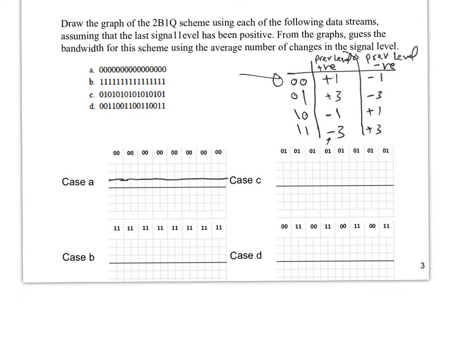For the case B, for all ones, we have a minus three. Which means that we are somewhere here. Since we have this level negative, we'll go to this column for the next bit pattern. So for 1 1, we have to take it from this column now, because this level is negative, which means that the next voltage level is plus three. So we have to go plus three. Since we are positive, we go back to this column. So 1 1 is minus three.